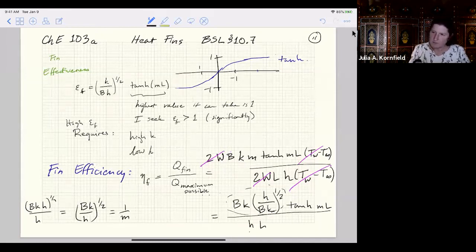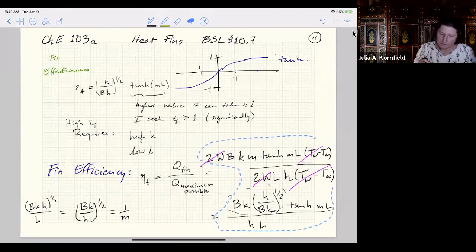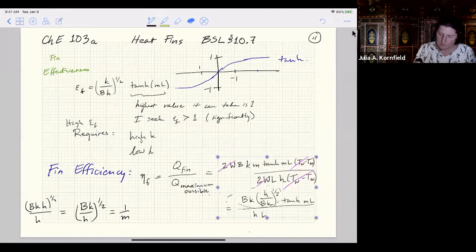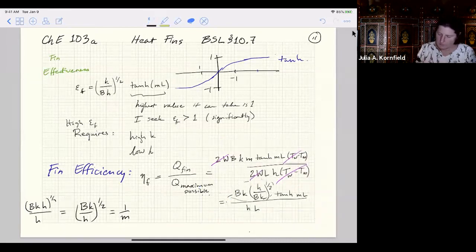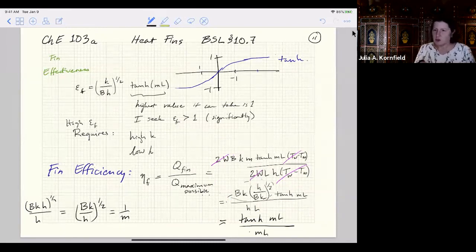And so this simplifies to tanh ML over ML. And let's think about what that function looks like and if it makes physical sense with the fin efficiency.